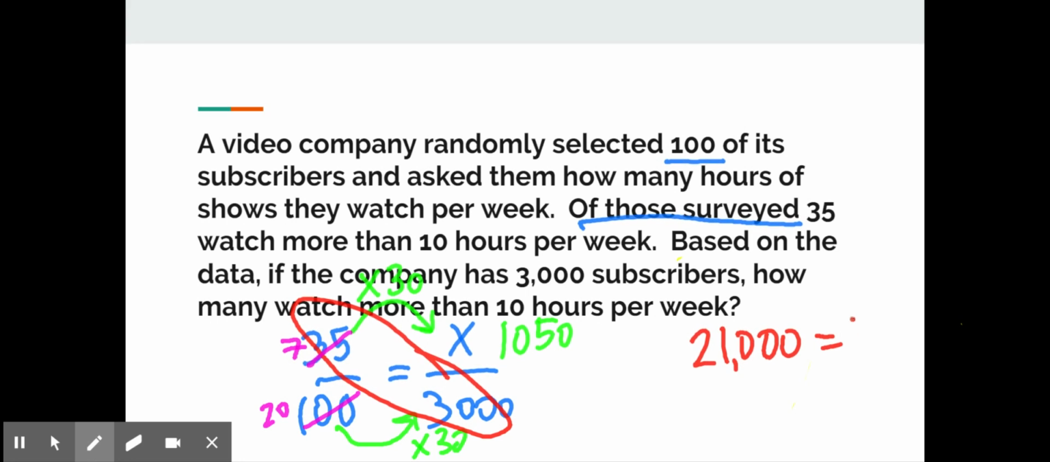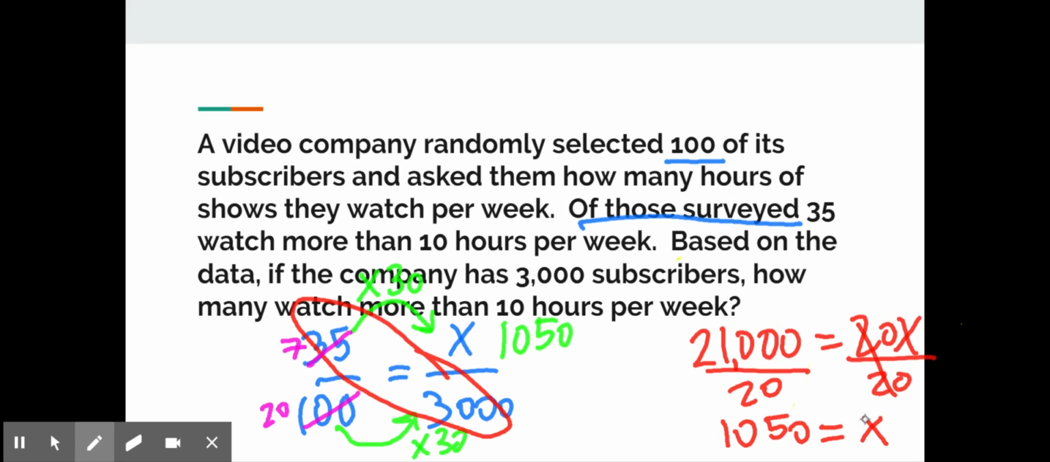And 20 times x is 20x. We want to get x by itself, so we divide both sides by 20. And again, we get 1,050 as our answer. So again, there are two different ways. You can do butterfly, or you could look to see the proportion. Great. Next question.